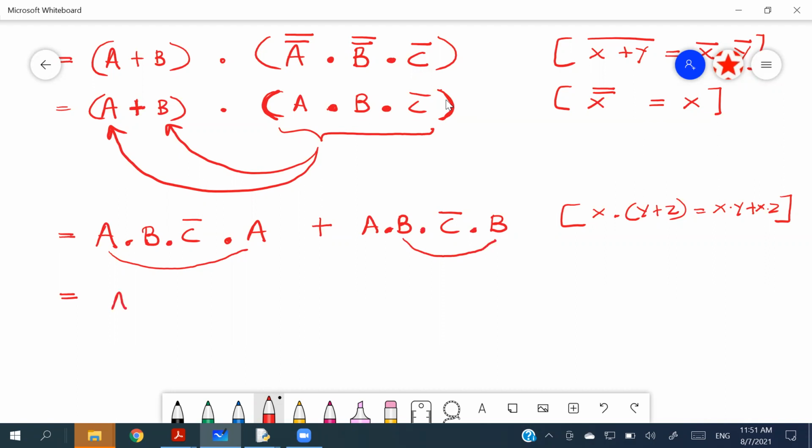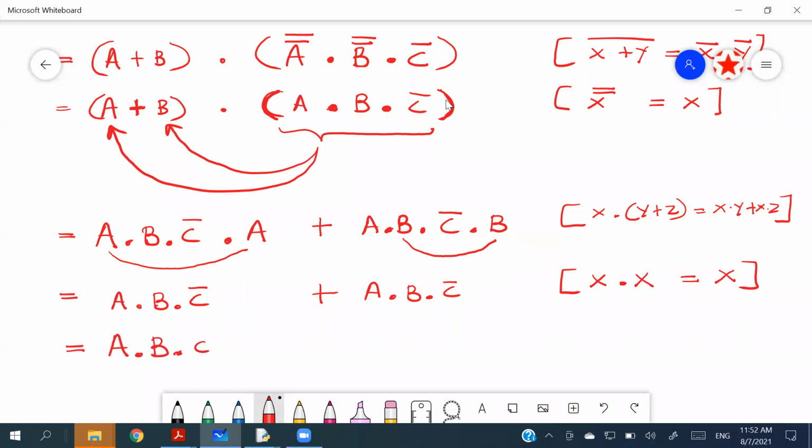So now we can write it like A dot B dot C bar plus again A dot B dot C bar. The reason is x dot x equals x. And now we are getting the final answer, A dot B dot C bar, right? It is because x plus x equals x. Why does it happen like that? These two are the same, identical terms. So when identical terms are added together, it gives the same thing.